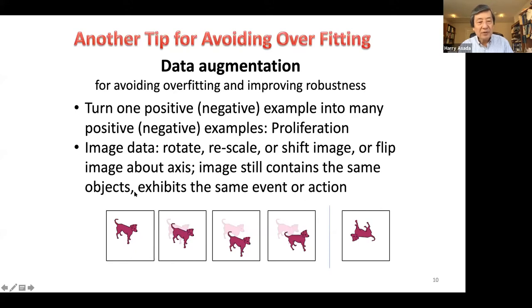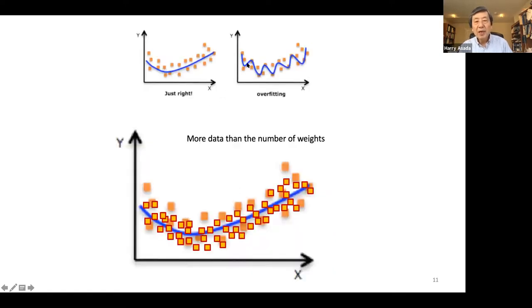It's called proliferation. For instance, here's one dog in an image processing situation. We create data by moving the doggy to different points or rotating it. This one is upside down. Whether this one is useful or not, I'm not sure. But you can create much data out of one data, right? So for image data, rotate, rescale, shift the image, or flip the image about the axis. The image still contains the same object and exhibits the same event or actions. If you have fewer points, it tends to overfit. But if you have more data points, you can't chase all the points. So this allows us to get better results.